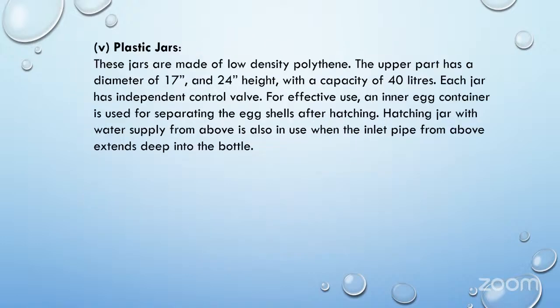Next is plastic jars. These jars are made of low density polythene. The upper part has a diameter of 17 inches and 24 inches height with a capacity of 40 liters. Each jar has an independent control valve. For effective use, an inner egg container is used for separating the eggshells after hatching. Hatching jar with water supply from above is also in use, where the inlet pipe from above extends deep into the bottle.